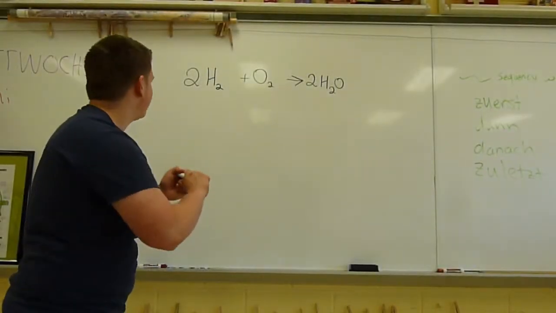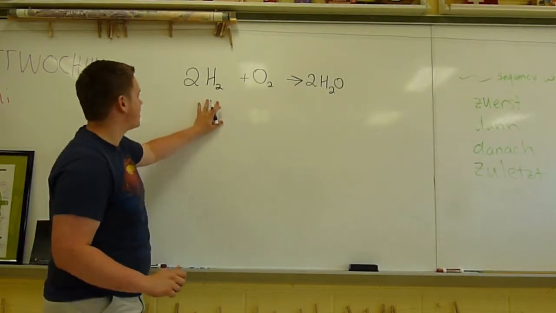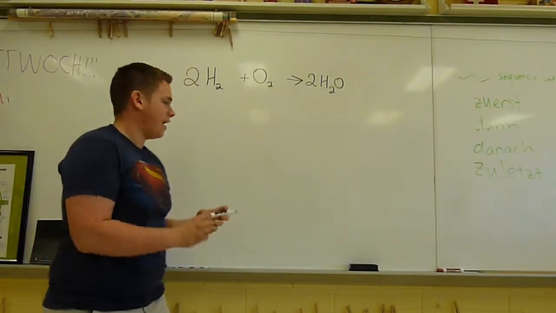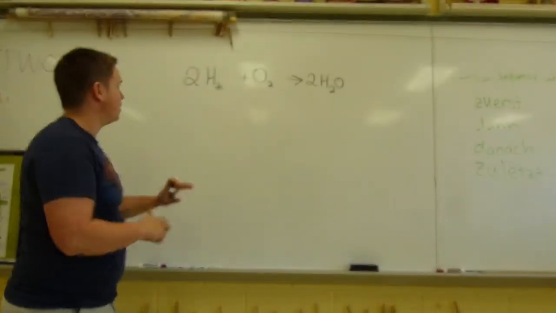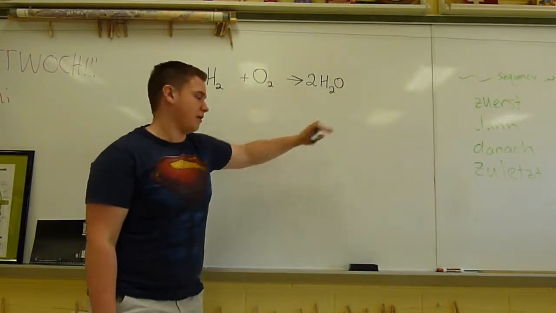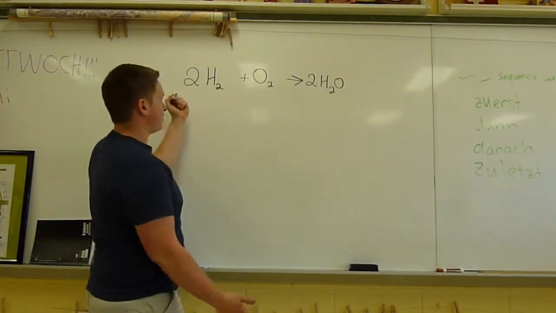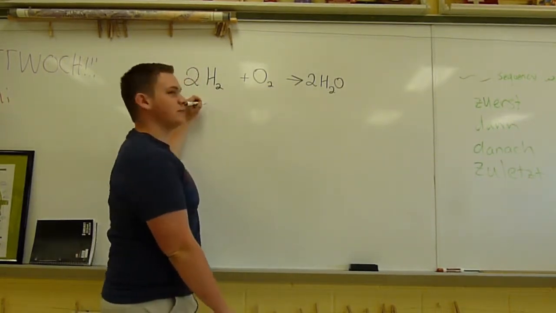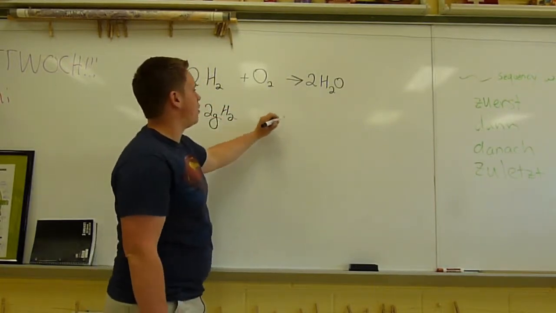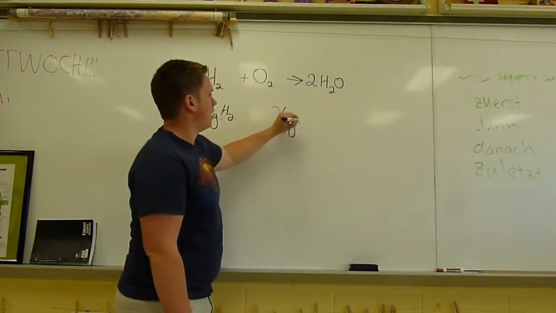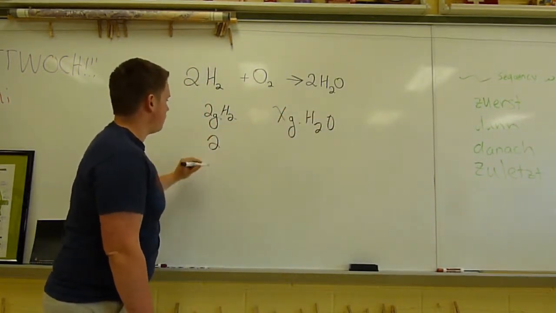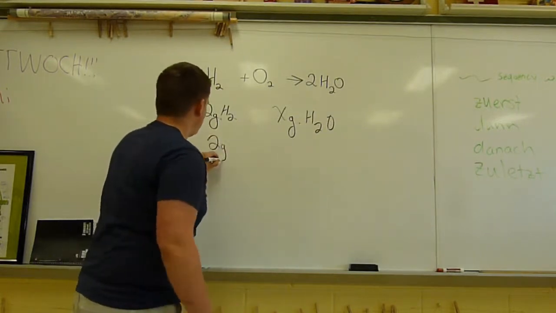So continuing on with stoichiometry, we have a new equation this time. We have 2H2 plus O2 yields 2H2O. And for our first problem, we're going to do grams of hydrogen gas to grams of water. So we're going to start with, let's say, 2 grams of H2. And we need to know how many grams of H2O will be produced.